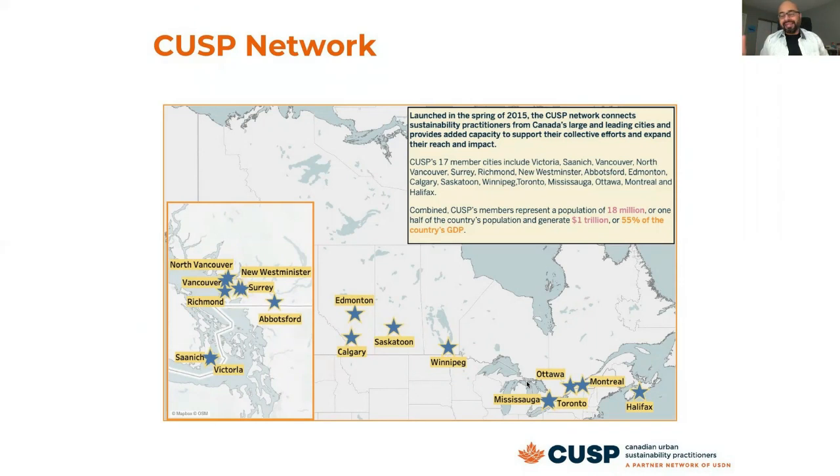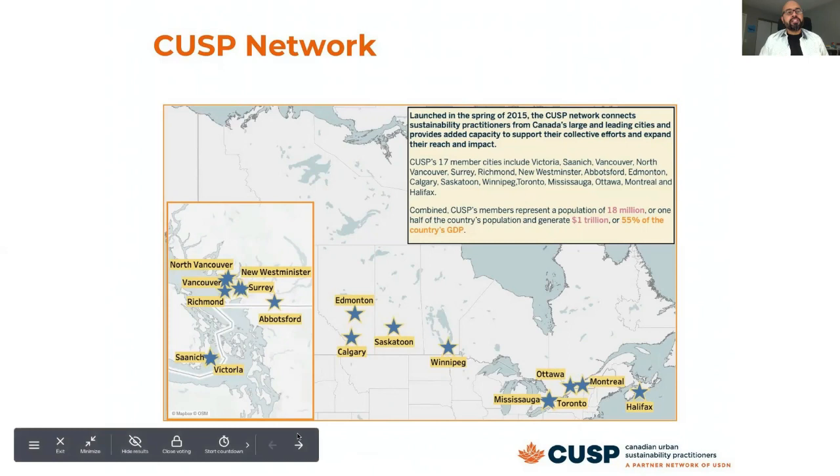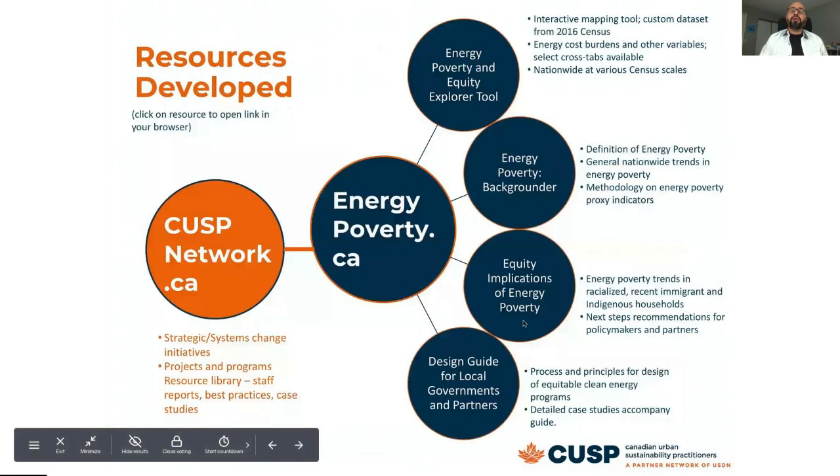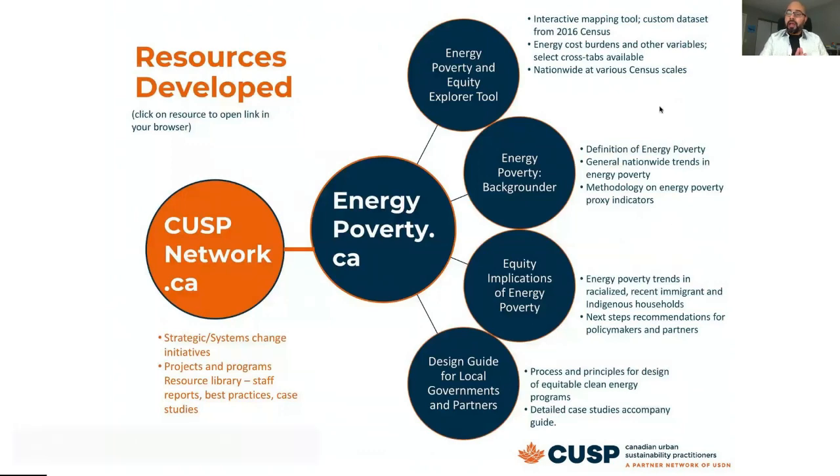So I am the Data Insights Manager for CUSP Network. CUSP Network is a network of Canada's large and leading cities, representing more than half of Canada's population, just a little more than half of Canada's GDP. Let me go to the next slide here. We've developed Canada's first interactive data set and mapping tool on energy poverty.